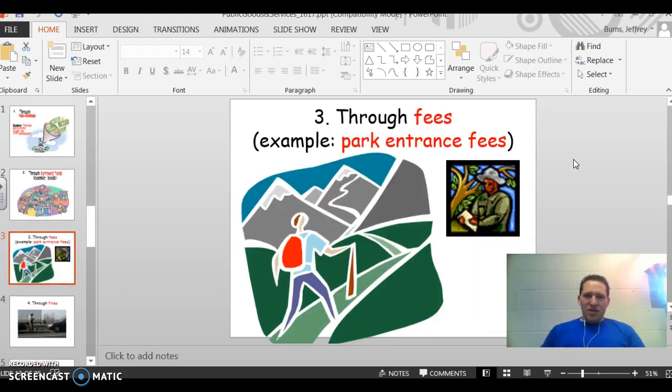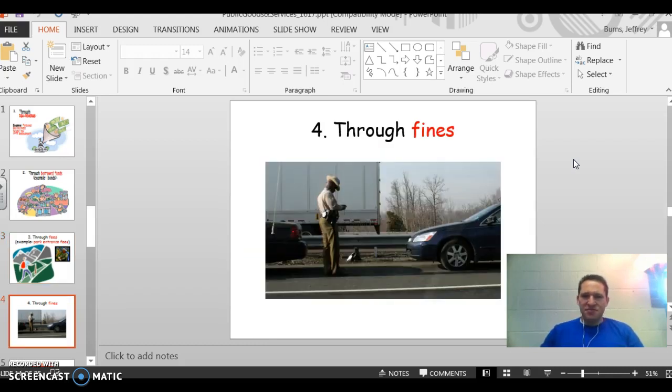Number 3 is through fees. For example, entering a park. If you want to go to a national park, for example, there's a yearly pass that you can buy, and then you go to any park within that calendar year. Okay, and then number 4 is through fines. So if you get pulled over for speeding, if you have a parking ticket, something like that, any kind of traffic or moving violation. That's one of the ways the government collects money. Okay, and this is how they pay for these public goods and services that we talked about at the top.